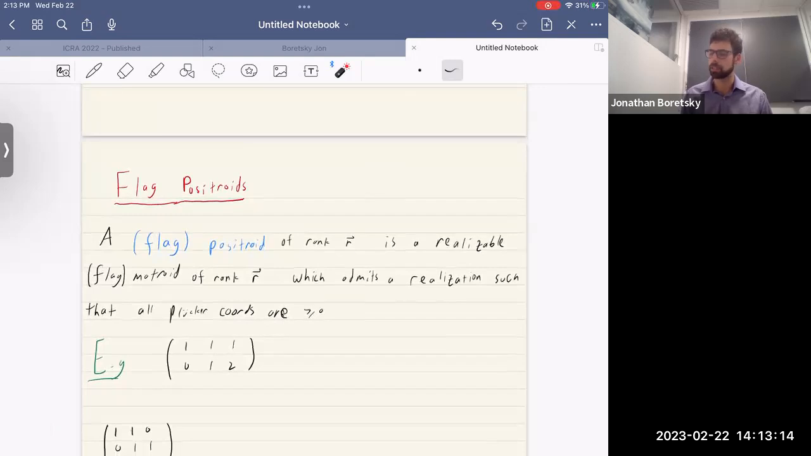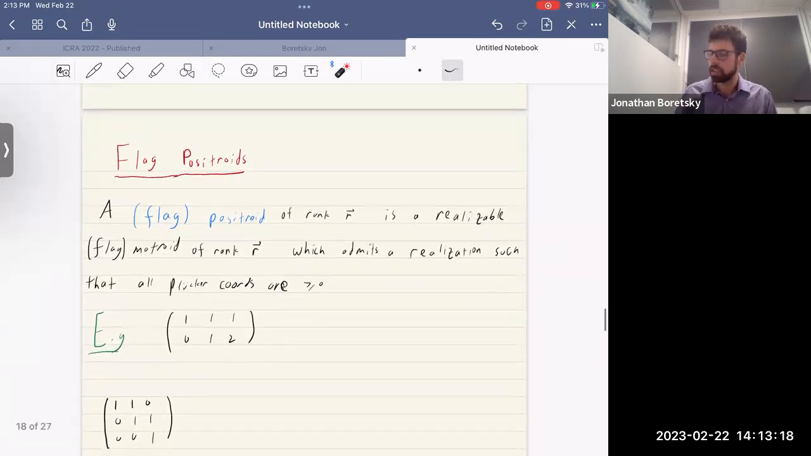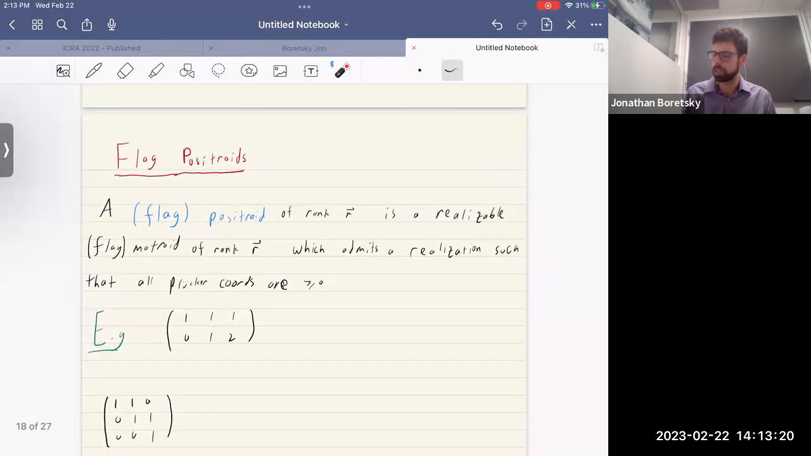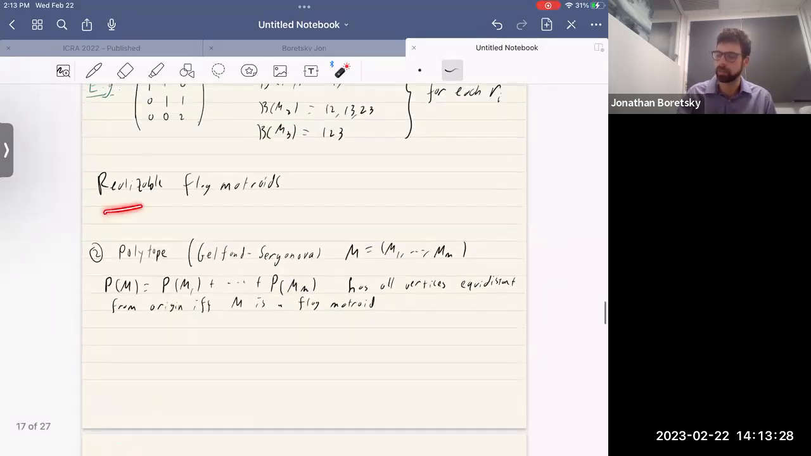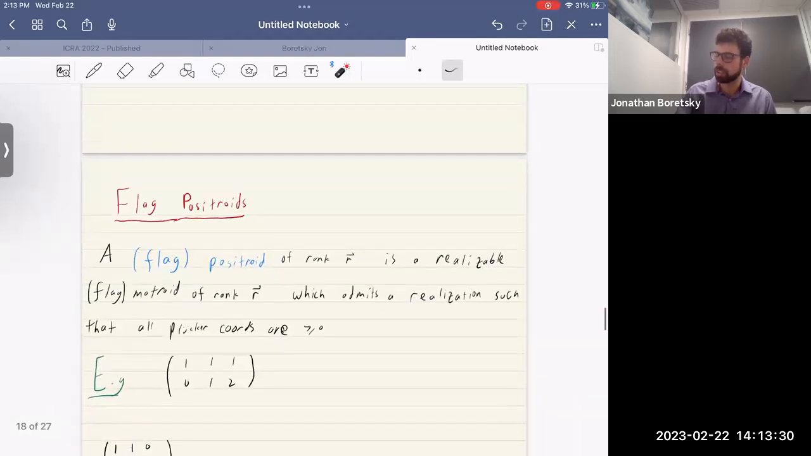So I'm going to tell you what a flag positroid is. A flag positroid of rank R is going to be a realizable flag matroid of rank R, which admits a realization. So it has some matrix realizing it. So we're only looking at these special realizable flag matroids, but we want ones which have some realization where all the Plücker coordinates are non-negative. So this should remind you of the Plücker non-negative part of the flag variety, which we were talking about earlier. And indeed, there will be connections which we'll draw shortly.